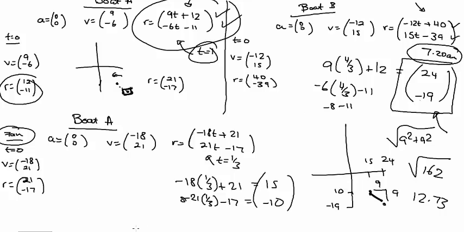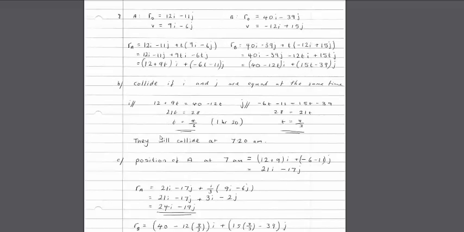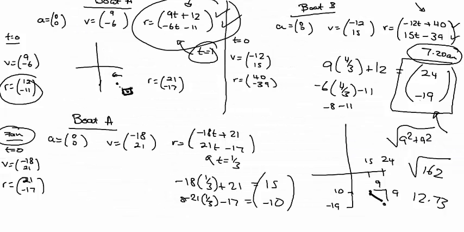I don't know, like an error's made. Hopefully that kind of makes sense. Anyway, position vector thing. 21 minus 17 was correct by me. That was correct.